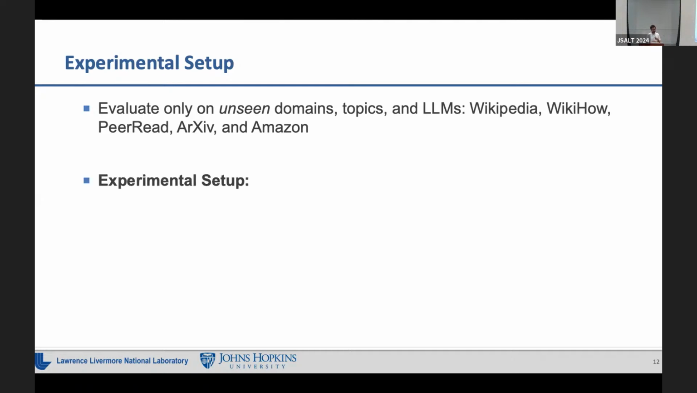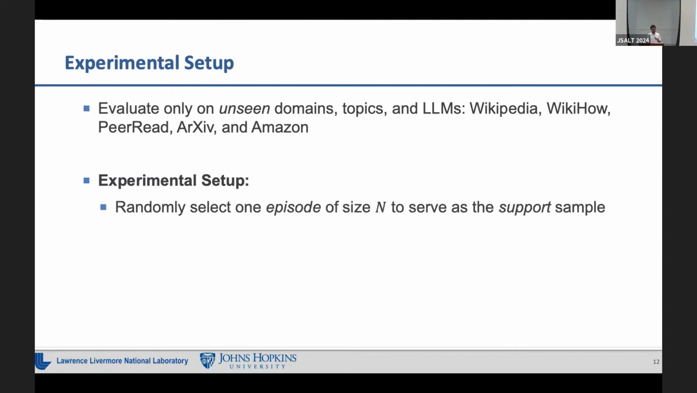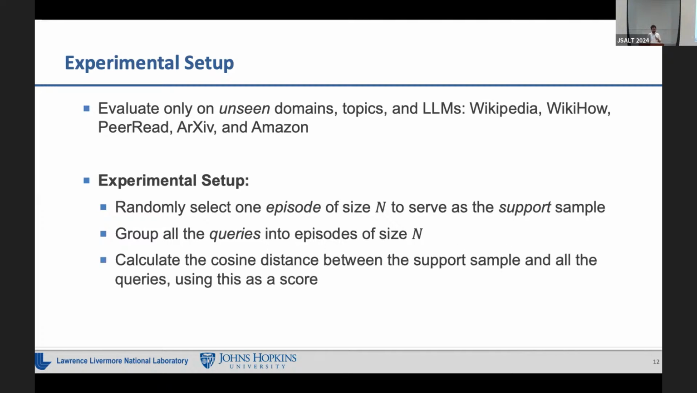And usually for all of the experiments we're going to see, the experimental setup is something like this. You randomly select one episode, where an episode is a set of writings of size n, to serve as a support sample. The support sample is few-shot lingo for what you get to see. I give you 5 writings. Then you group all your queries into episodes of the same size. The queries are your test samples here. And you use cosine distance as a measure of how human or how machine generated it is.